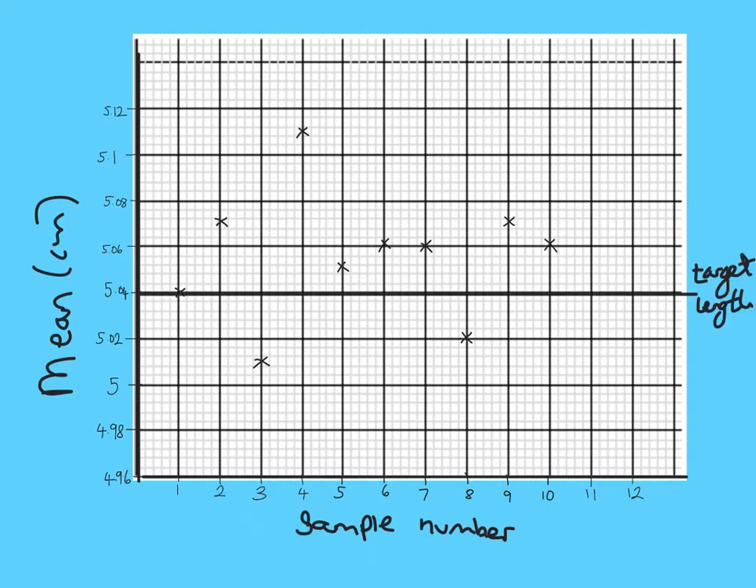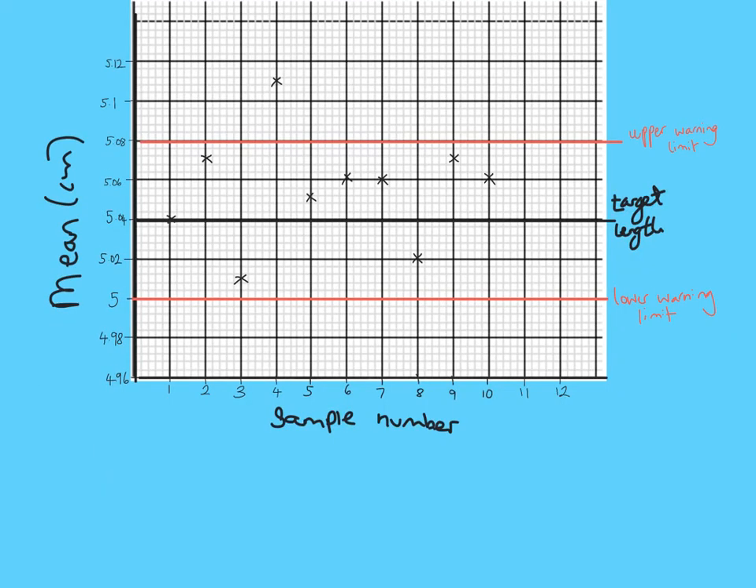Now if I look at my answers to part A, then 95% values give me the answer to the warning limit. So my 95% values were 5 and 5.08. So that is my warning limits. I'm going to put those in. So there's my warning limits, and you can actually see really clearly in this graph that each of those is one standard deviation. So that's 2 standard deviations above and below, and that's my warning limits.